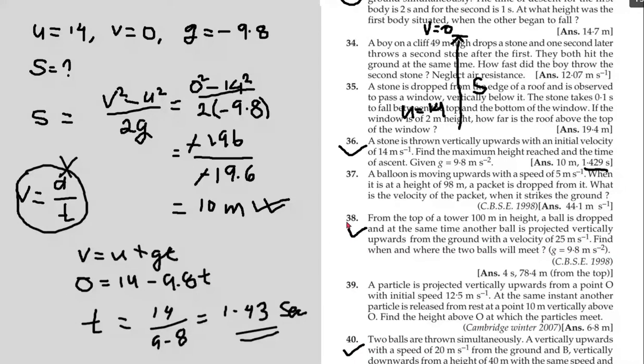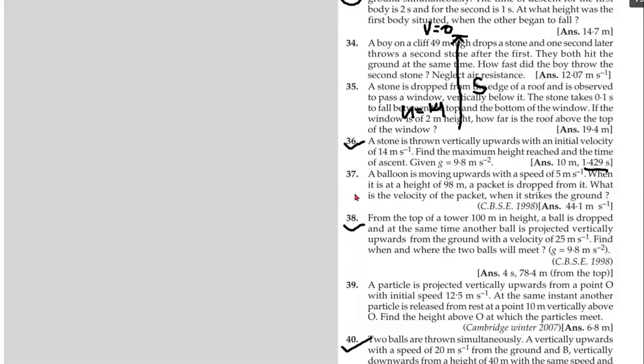Next is the question given: from the top of a tower 100 meters high. The height of the tower is, let me say, s is 100 meters. Height is 100 meters, so s is 100.